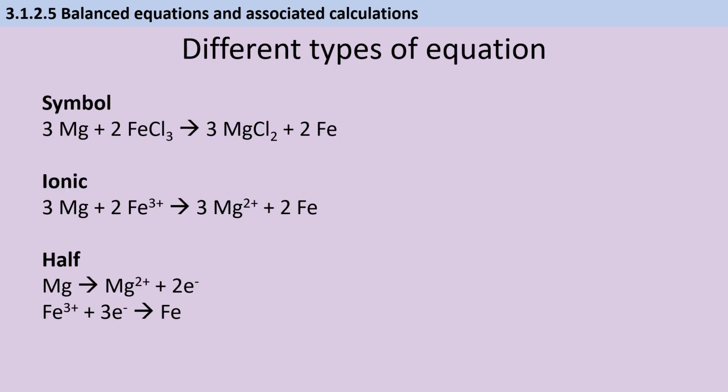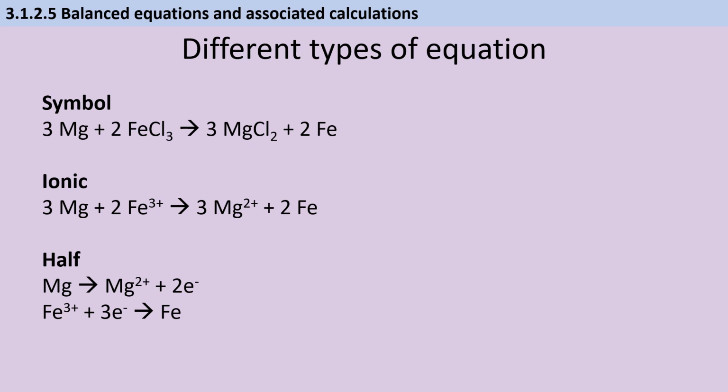As well as needing to write balanced symbol equations for reactions, you may be asked to write ionic equations and half equations. We'll look at half equations in more detail when we get to the redox topic, but remember that for an ionic equation, what you want to do is start out with your simple equation, then take any ionic substances and break them down into the ions that make them up.